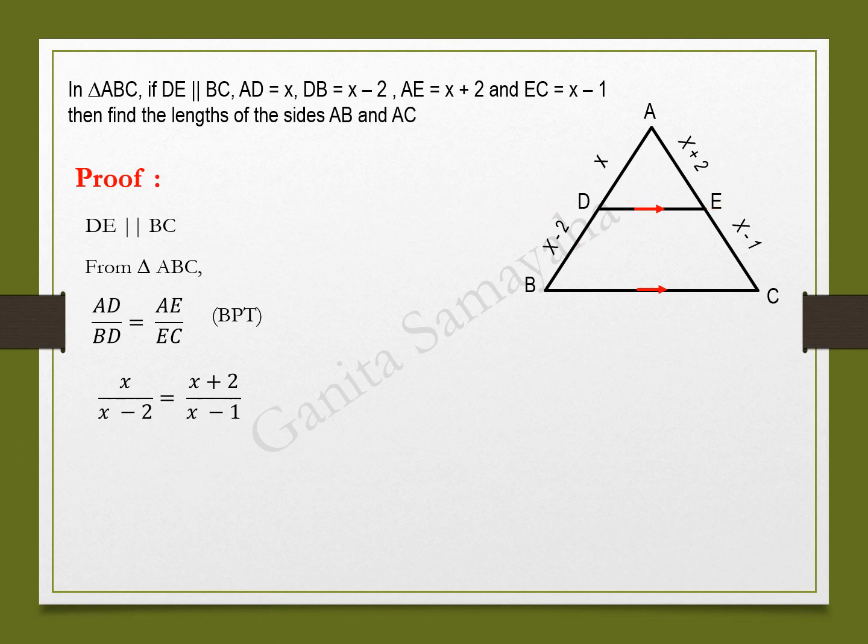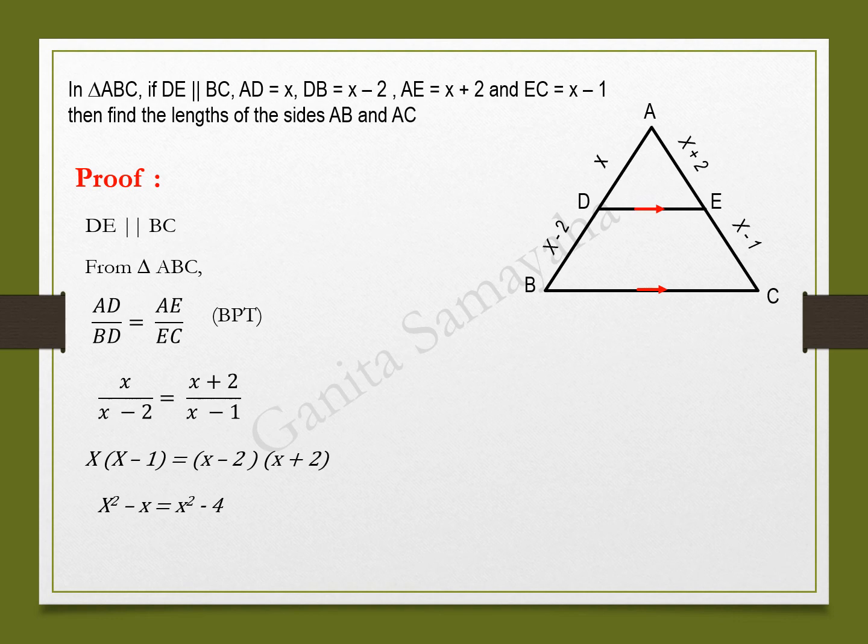After which, it is simple algebra. Cross multiply and simplify. I hope you all know this, children. These two are cross multiplied: x into x minus 1 is equal to x minus 2 into x plus 2. So you simplify that. We have x squared minus x equal to x squared minus 4.